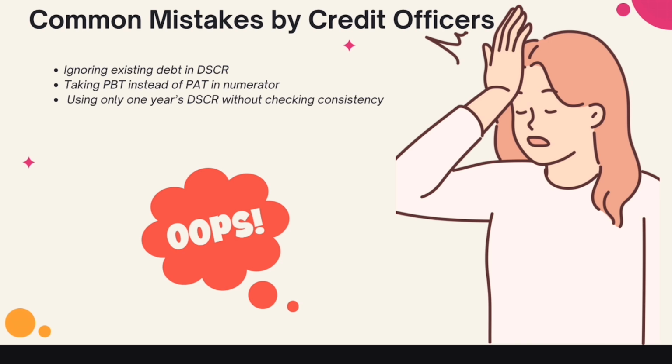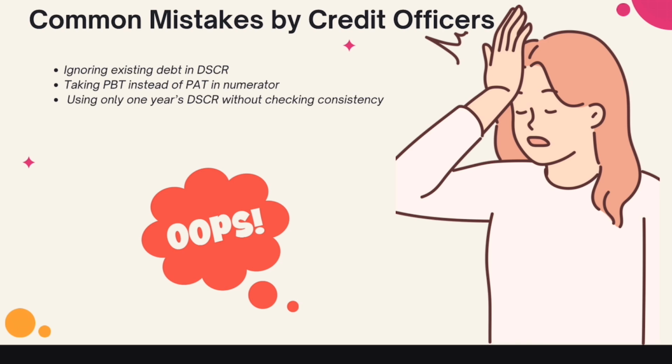They take PBT instead of PAT, that is profit after tax, in the numerator, because they don't want to add depreciation or taxes. Just avoid it. Take the long method. Sometimes it is more helpful to calculate the exact DSCR.